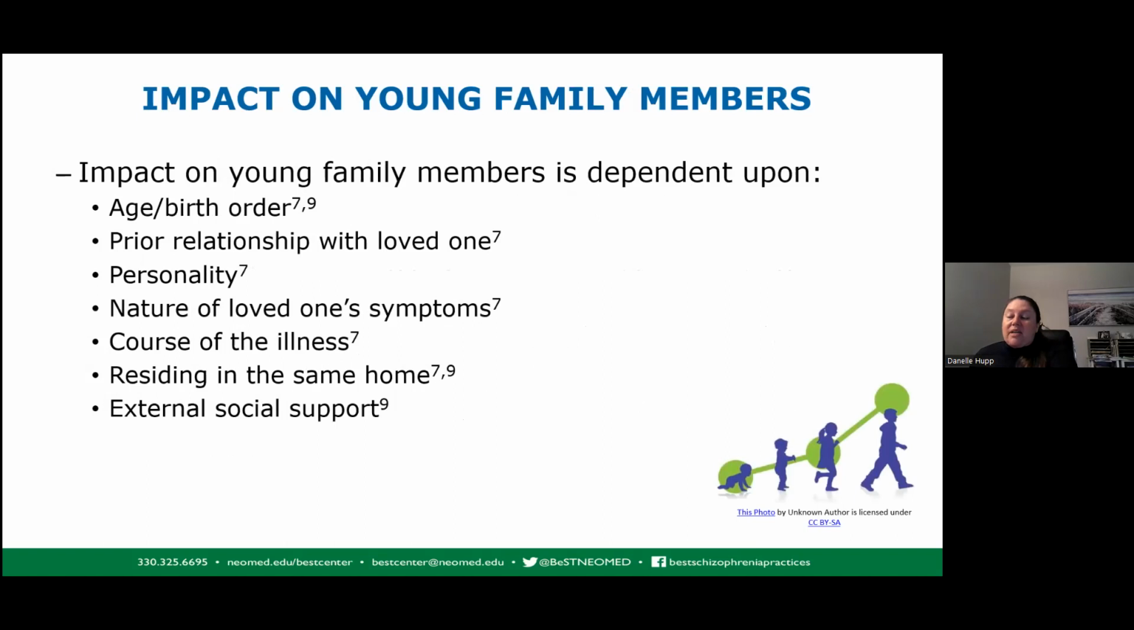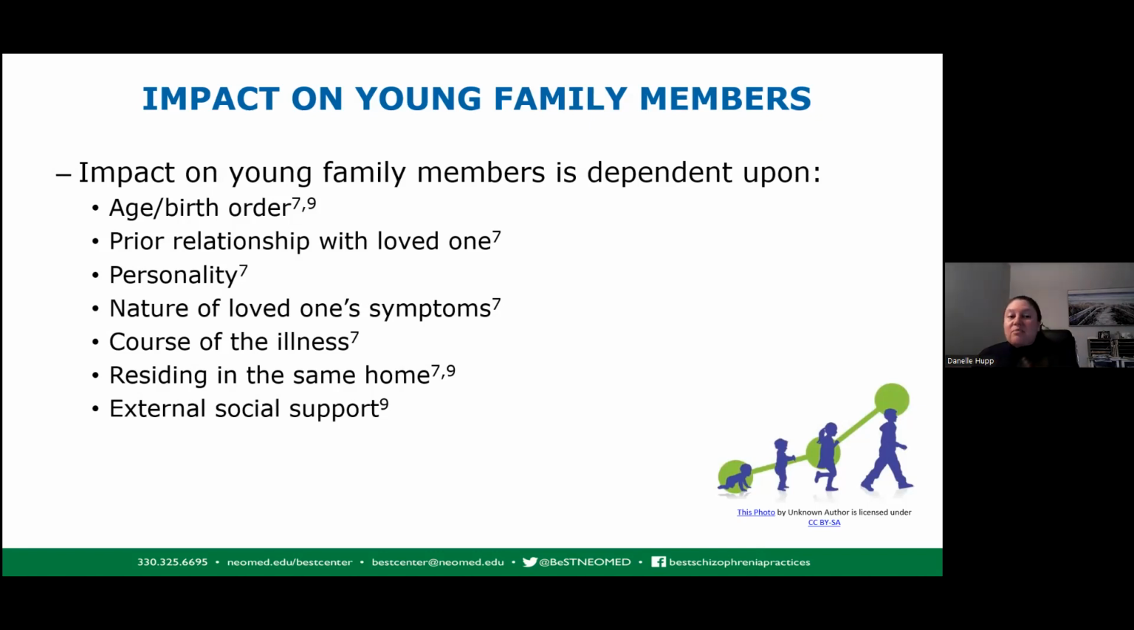Thinking about the impact of mental illness of an adult in the home on these young family members, it's really dependent on a number of factors, and I just wanted to chat a little bit about a few of them. Their age and their birth order can really affect how they are impacted. What was their relationship with the adult in treatment prior to a mental illness diagnosis, or has this always been just the way it was and all they know within the family system?